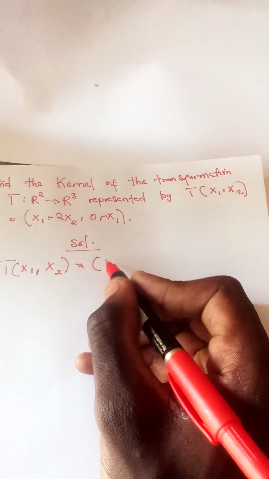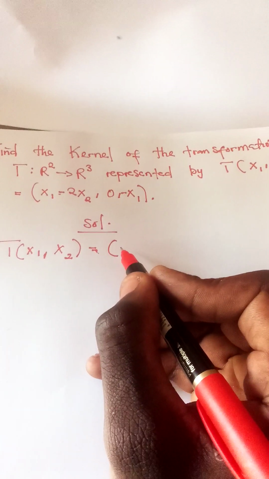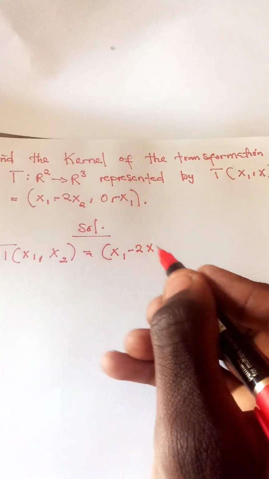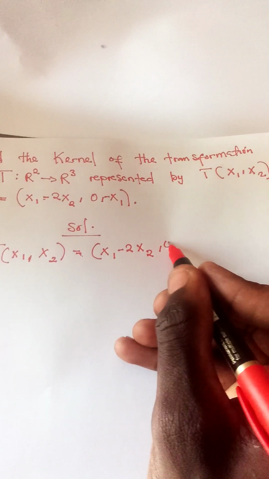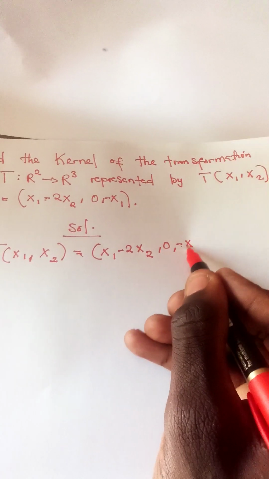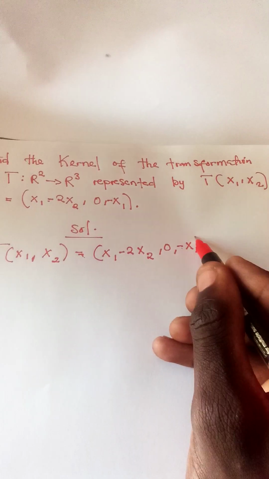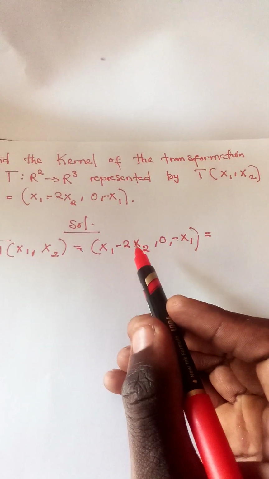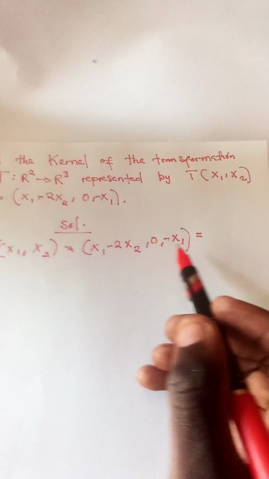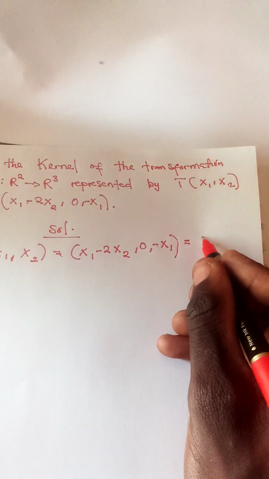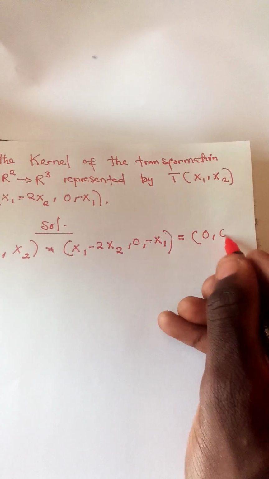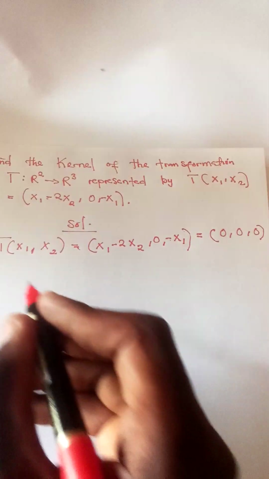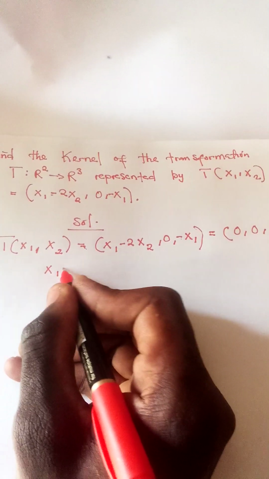So we'll say, let me zoom the camera, we'll say x1 minus 2 x2, 0, negative x1 like that. And then everything should be, since you've seen that there is this part and this part and the last part, it should be equal to 0, 0, then 0 like that.